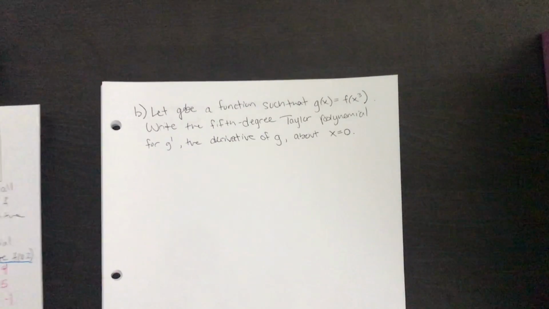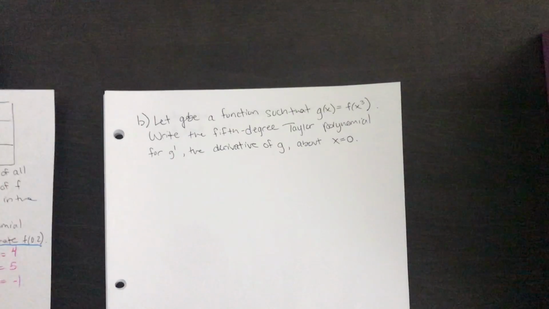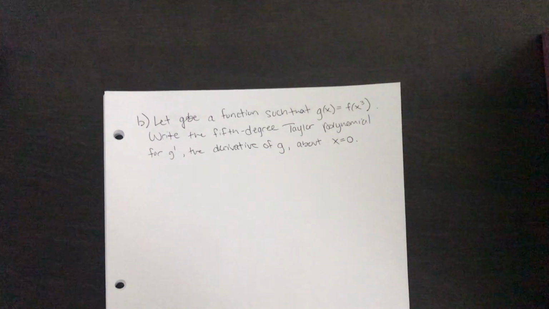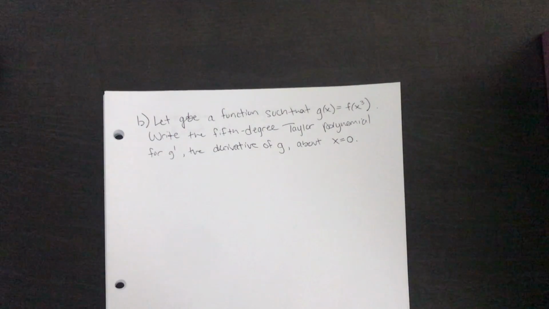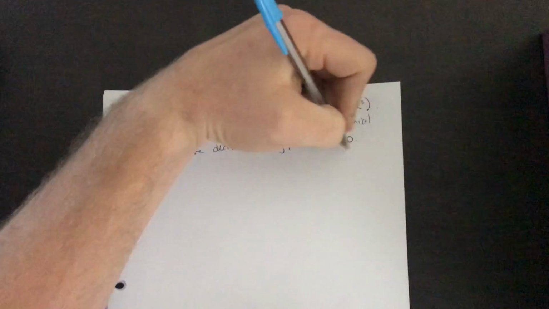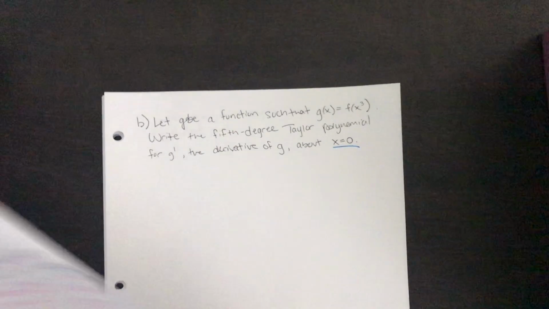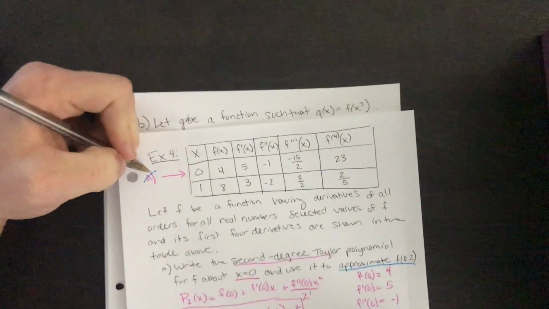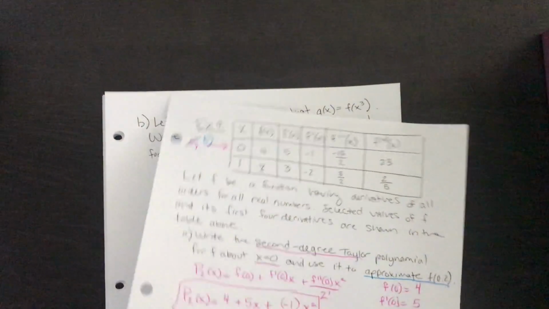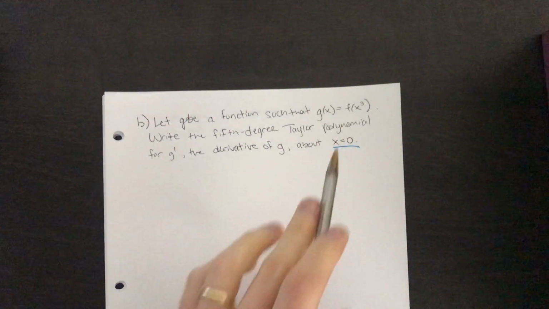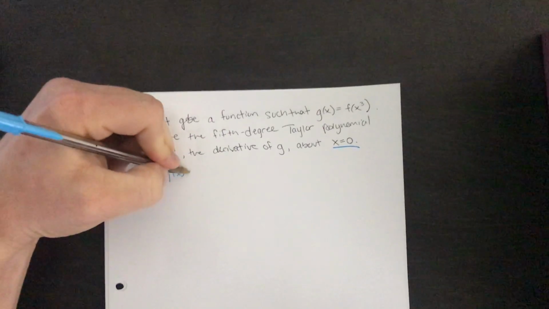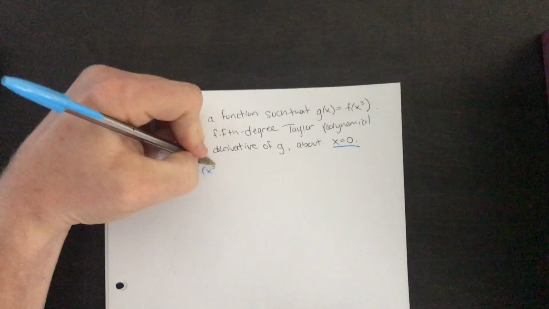Second part of this, I'm still going to need that table, so I'm going to keep that sheet close. It says, let g be a function such that g of x equals f of x to the third. Write the fifth degree Taylor polynomial for g prime, the derivative of g, about x equals 0. So once again, we're around 0, so that's good. So we're going to be using this top row. I guess I didn't need to cross through it. But we're going to be using this top row again. We're not using 1, we're just using 0. But the first thing we need to connect is how g and f are related here. So g equals f of x to the third.